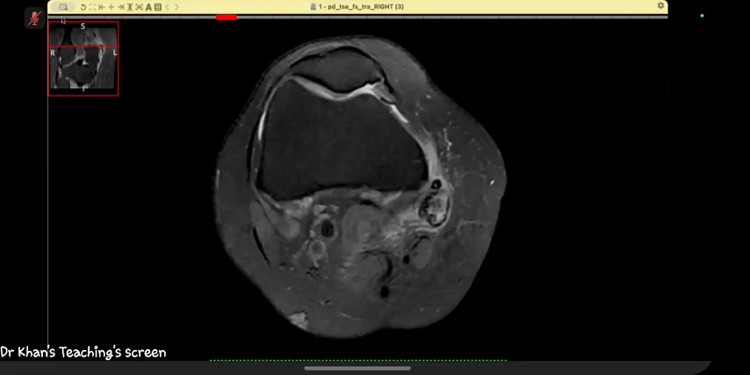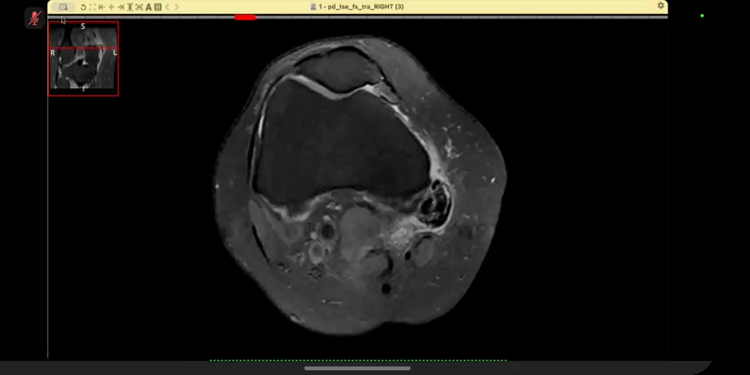So this appears to be a detached bony fragment from the medial femoral condyle, along with ligamentous injury and effusion. The patient needs to be referred to orthopedic clinic for further evaluation and management. Okay, thank you. Thank you, sir.